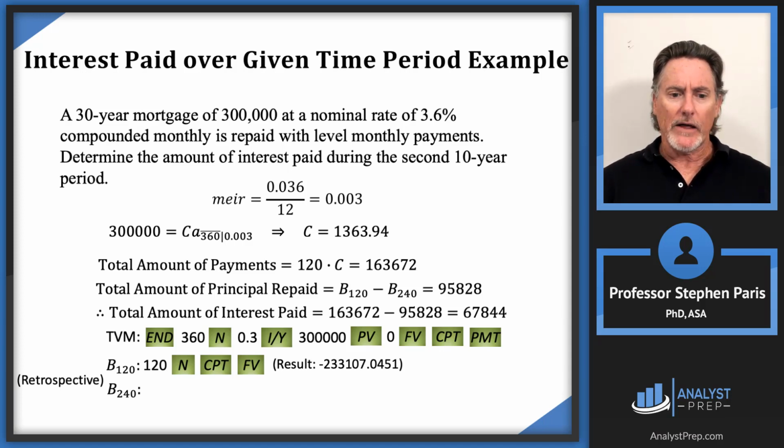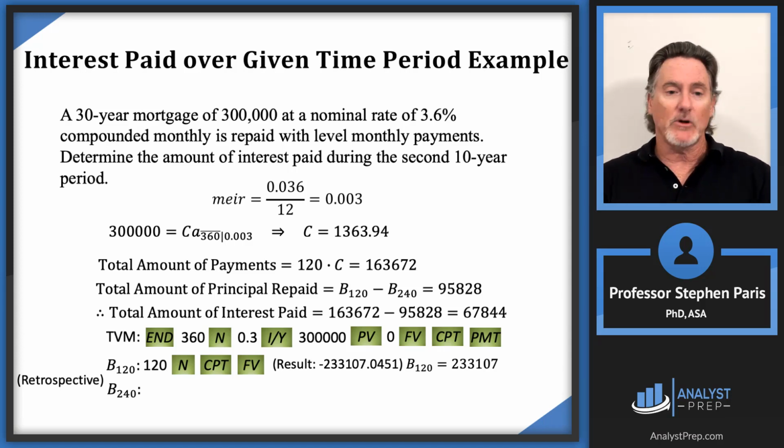And I'm going to recognize that that's telling me that the balance at time 120 is $233,107 and some change. So I still owe, after 120 payments, I still owe on this original $300,000, $233,107 on that. And now what do I do to get the balance?